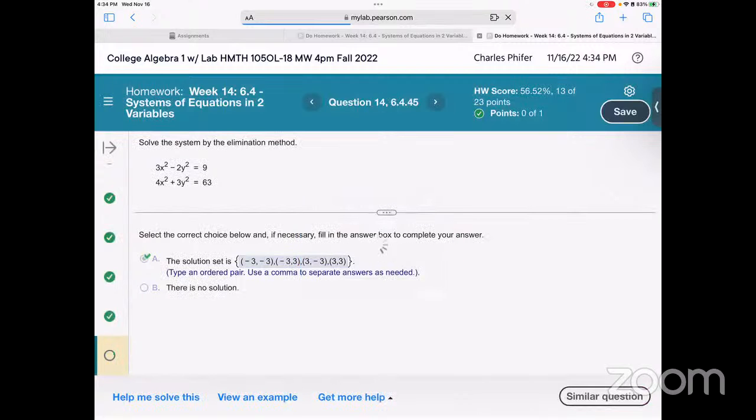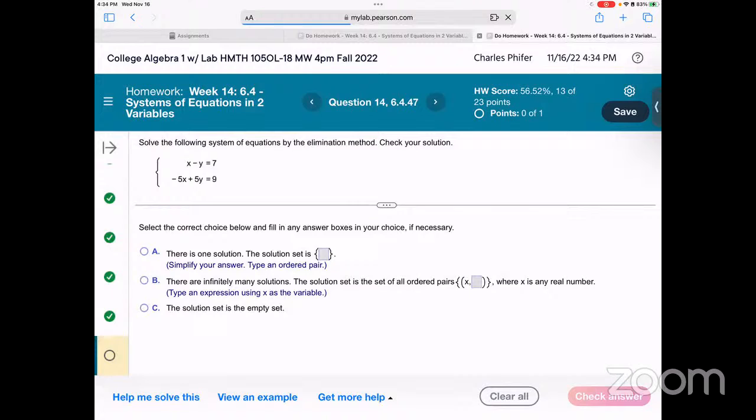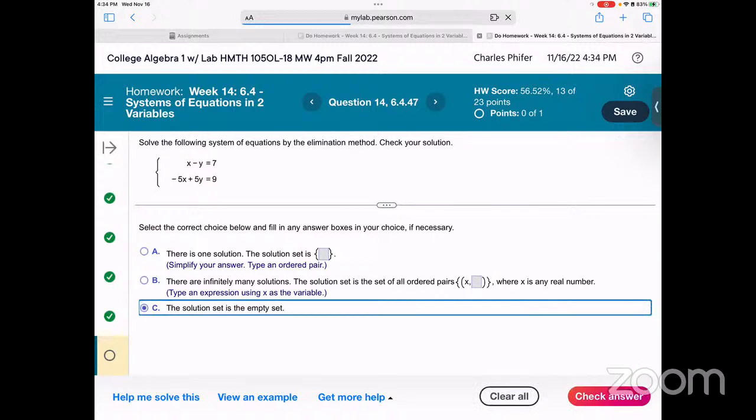Elimination method. Now notice if we multiply the first equation by negative 5, we'll get our negative 5x, we'll get our positive 5y, but we don't get negative 35. So when we go to solve, our variables are going to cancel and we're going to finish with a false statement. That means that the solution set is the empty set.